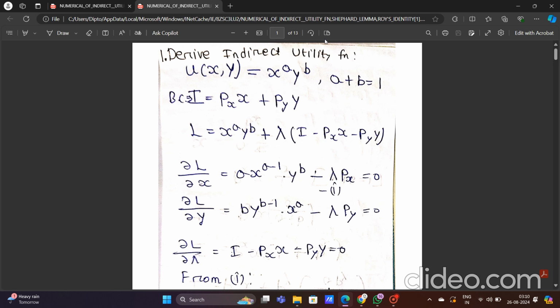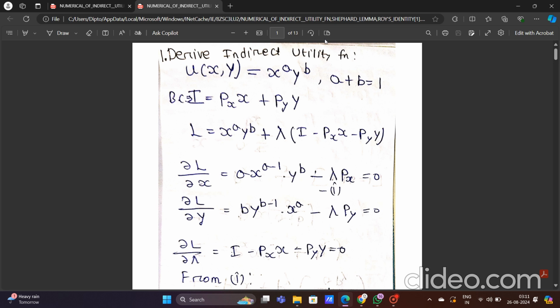A budget constraint is given to us. The budget constraint tells us I, which denotes the income or money income, equals px into x plus py into y. Here px is the price of commodity x and py is the price of commodity y. X and y are the quantities of the commodities.